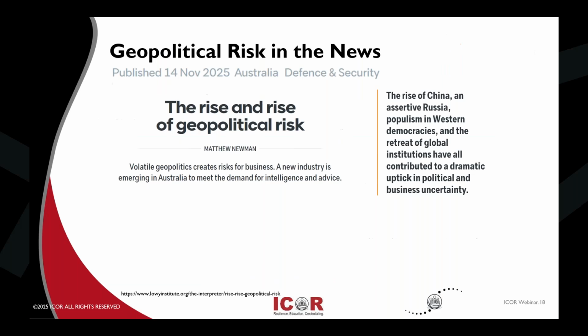I'm going to move to Australia because I wanted to make sure that we weren't just focusing on what's happening in the US. And the Australian government has published some really good papers in their Australia Defense and Security News, talking about the rise of geopolitical risk. They're really looking at this from the opposite point of view geographically than maybe I would see. The rise of China and assertive Russia, populism in Western democracies, and the retreat of global institutions have all contributed to the dramatic uptick of political and business uncertainty. So again, they're tying the political uncertainty to business uncertainty.